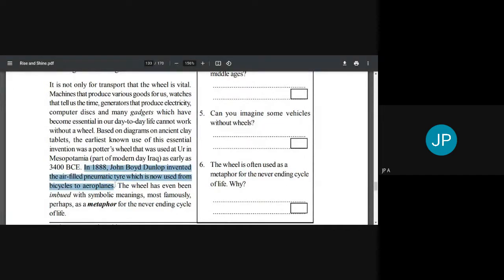Now rubber tires. Pneumatic tires means tires which are filled with air. It was first discovered by a person called John Boyd Dunlop.